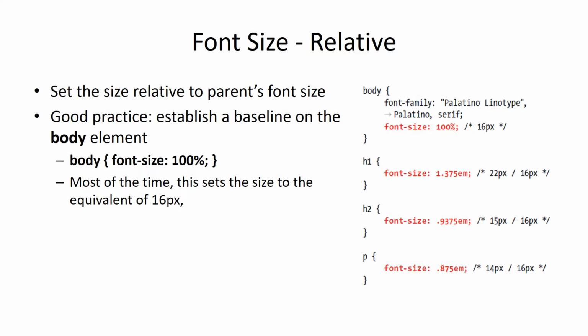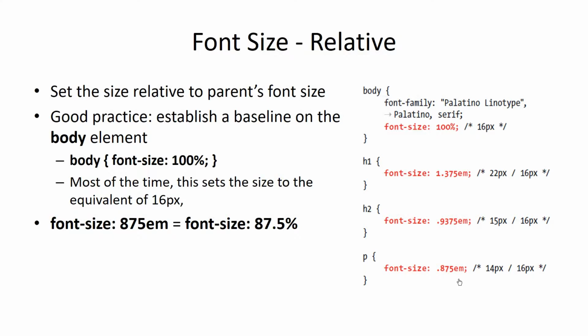And then, based on that, we can set the font size for the other elements like H1, H2, and P, paragraph. So here we set the font size of H1 at 1.375 em. So that's 1.375 times its parent size. That will translate to about 22 pixels, because 22 divided by 16 will give you 1.375. And H2 will be 0.9375 em, which is about 15 pixels. And finally, for the paragraph, the font size is about 14 pixels.